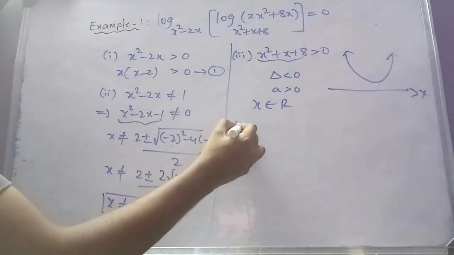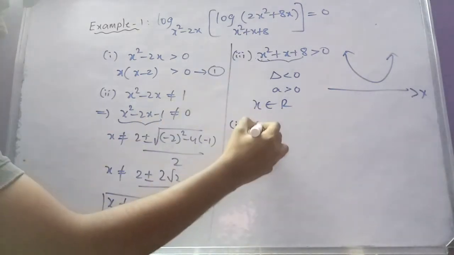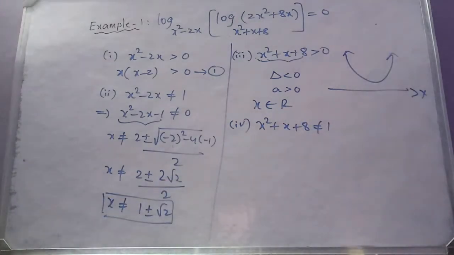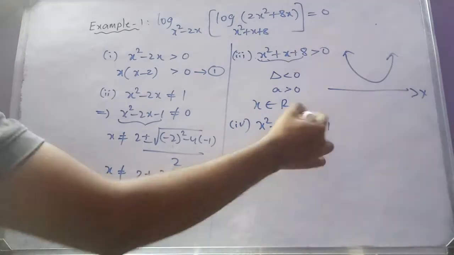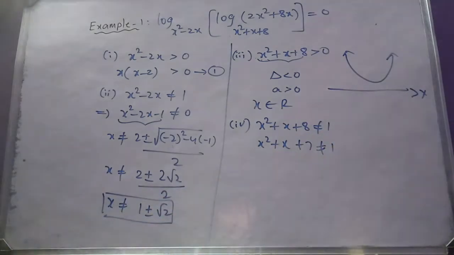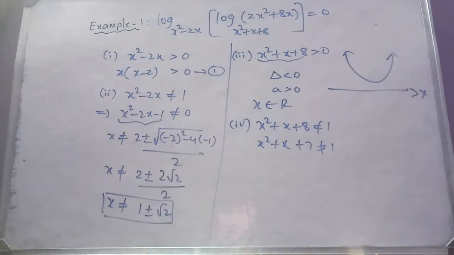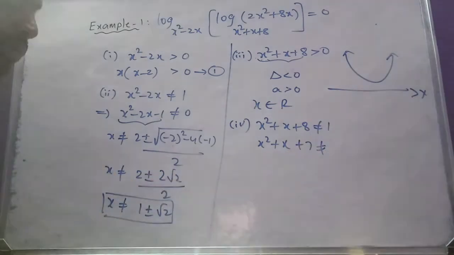Next, number 4. The base x square plus x plus 8 should not be equal to 1. Which means that x square plus x plus 7 should not be equal to 0, right?